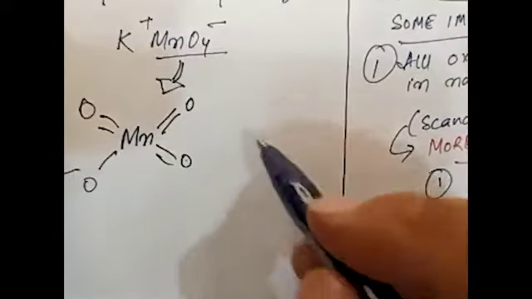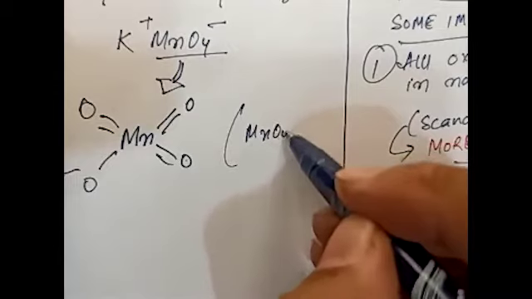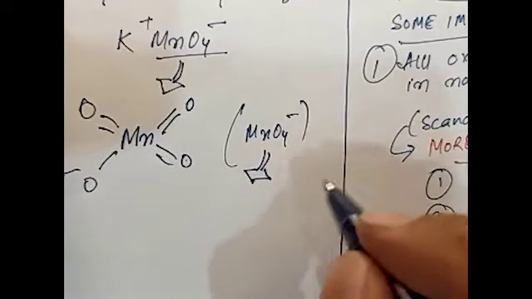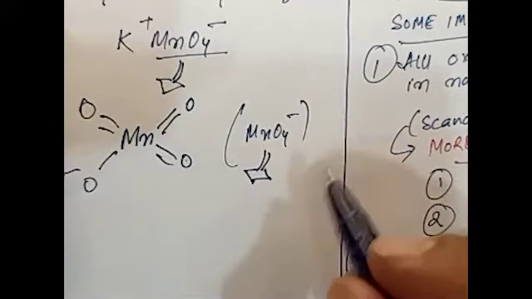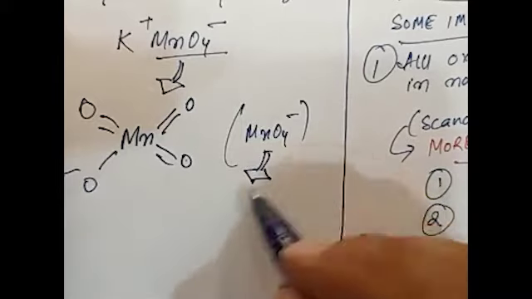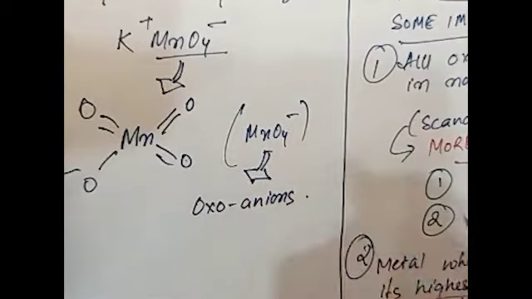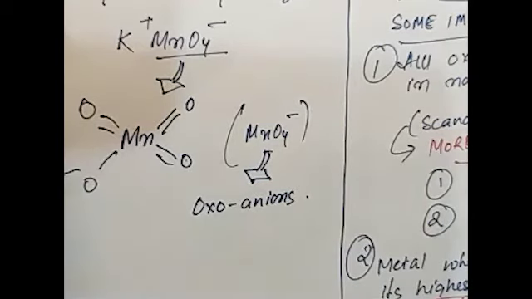a negative charge overall. So this is an example of a metal oxide or oxoanion. Okay? So this is an example of oxoanion. Fine.